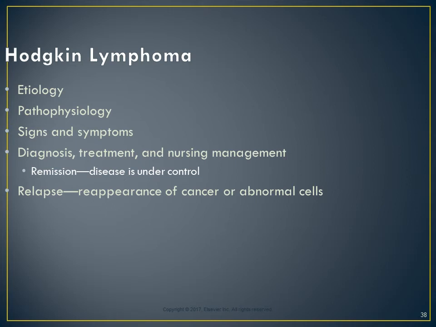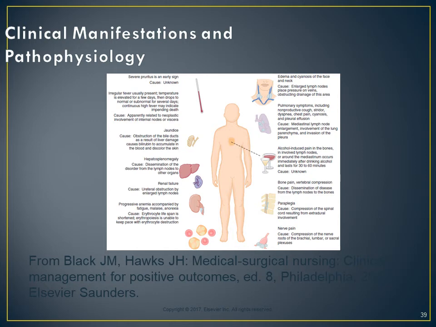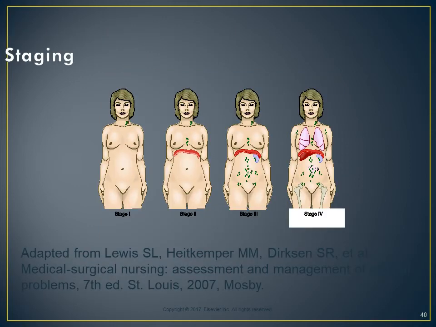Hodgkin's lymphoma: the etiology, pathophysiology, signs and symptoms, diagnosis, treatment, and nursing management are all aimed at keeping the disease in remission, keeping it under control. A relapse would be the reappearance of the cancer or abnormal cells. Clinical manifestations and pathophysiology are on figure 11.5 on page 238. The figure 11.1 on the Evolve website has the staging of this.